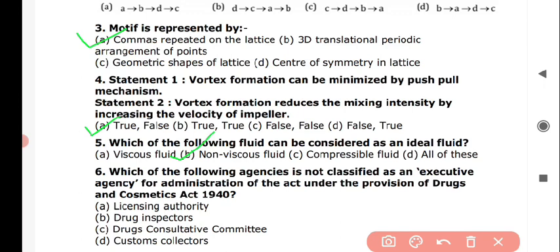Next question is, which of the following agencies is not classified as an executive agency for administration of the Act under the provision of Drugs and Cosmetics Act 1940? And the correct answer for this question is option C, that is Drugs Consultative Committee.